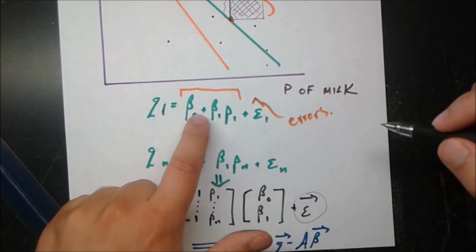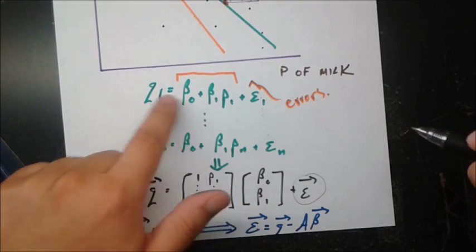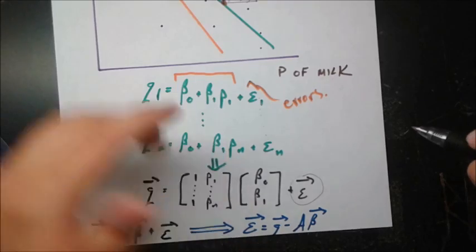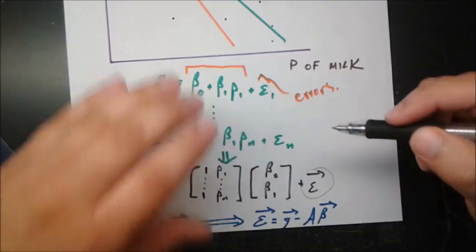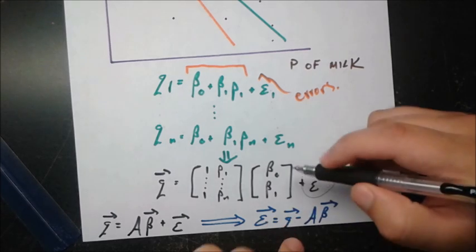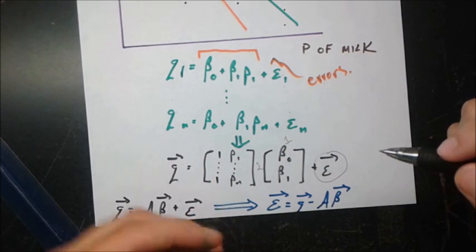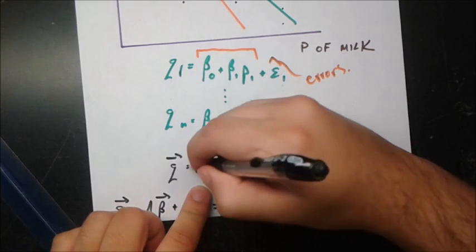We need to do the beta naught plus beta 1 p1 all the way to beta naught plus beta 1 p sub n. Notice the betas are not changing. They're still beta naught, beta 1, because the line is the same for all points. That's the idea. So we have this beta vector, beta naught, beta 1. It's a simple 2 by 1 vector. And what's the size of this matrix? So it's n by 2.